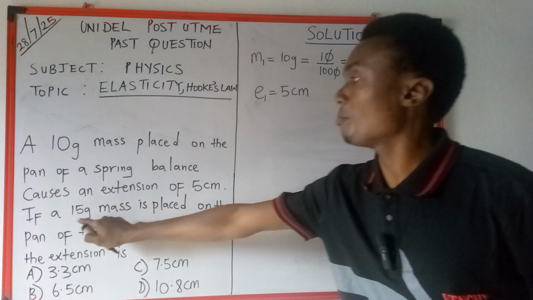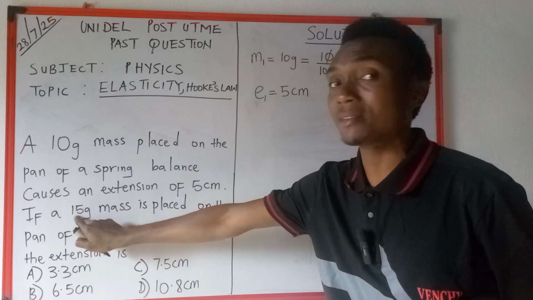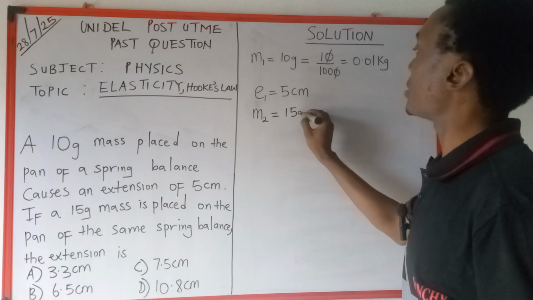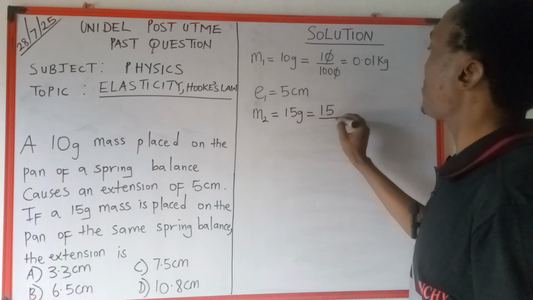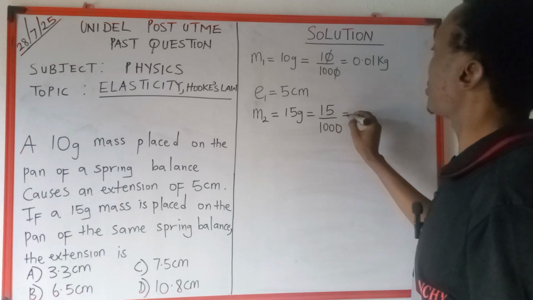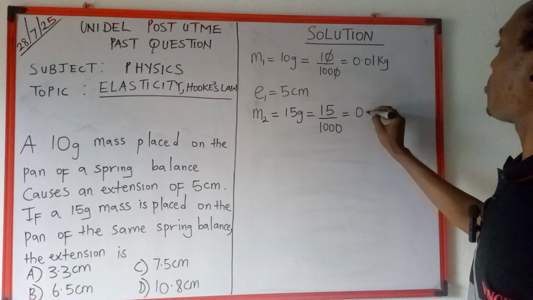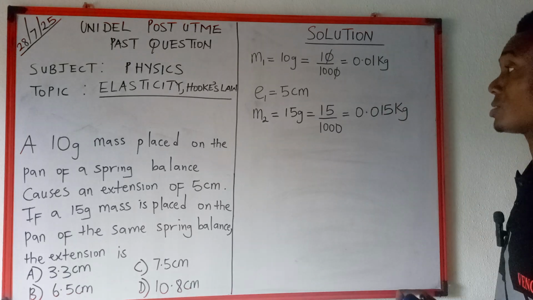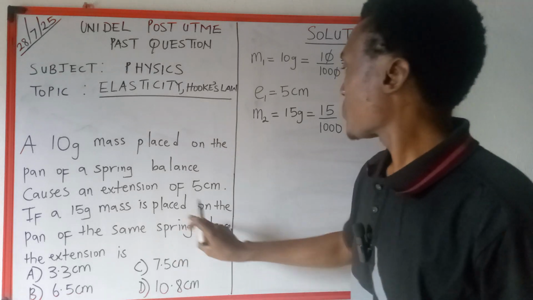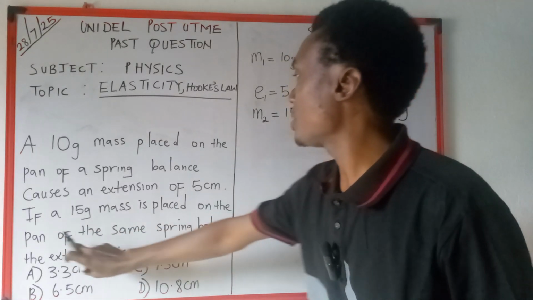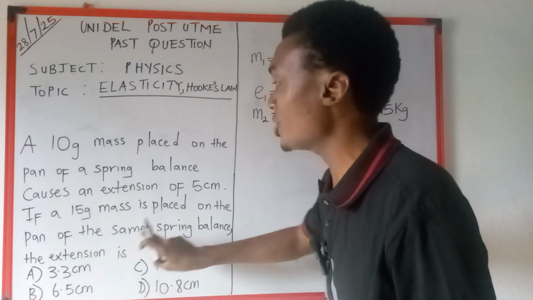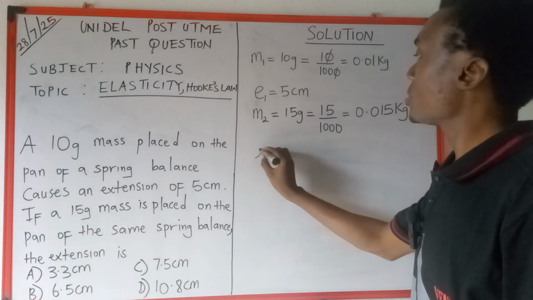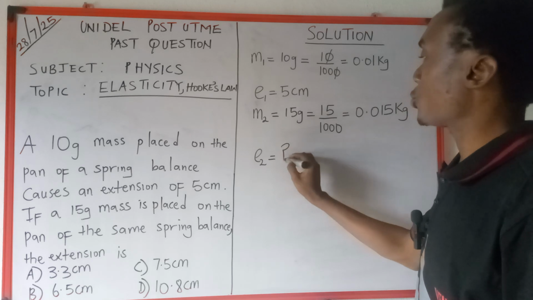If a 15-gram mass is placed on the pan of that same spring balance, look at it: the first is 10 grams, the second one is 15 grams. So the second mass, M2, is equal to 15 grams. We divide by 1000 to give us 0.015 kilogram. Please use your calculator to confirm this. It is placed on the pan of the same spring balance, and the second extension for M2 is E2, equal to question mark.